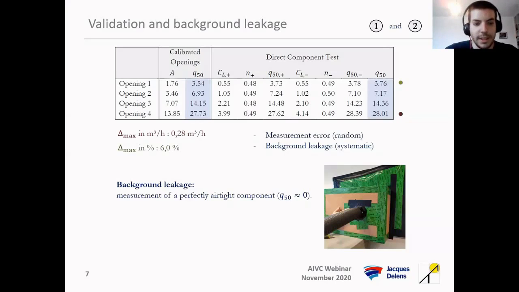And while testing it, I observed that I still measured an air leakage rate of 4.17 cubic meters per hour at 50 Pascal, and this was the value I assumed for my background leakage.